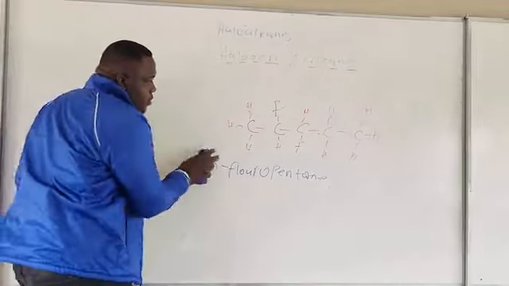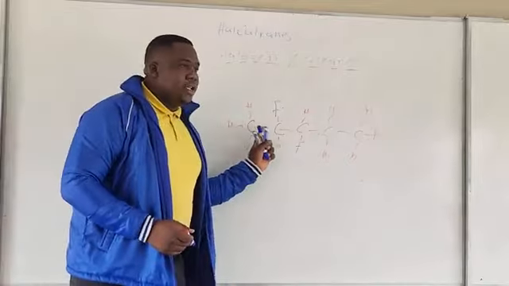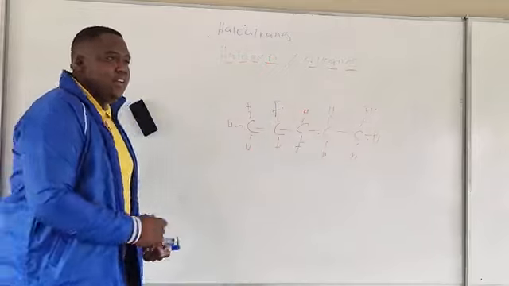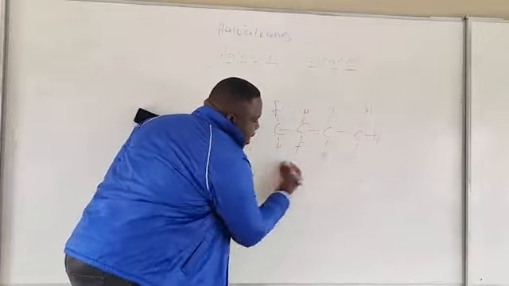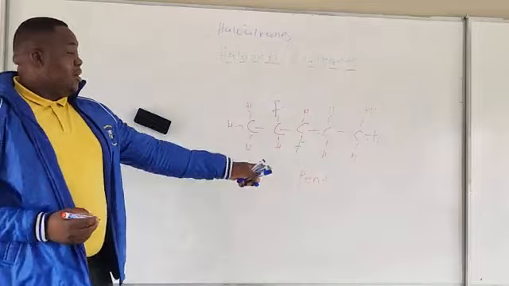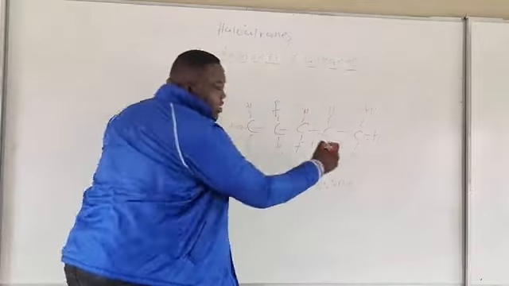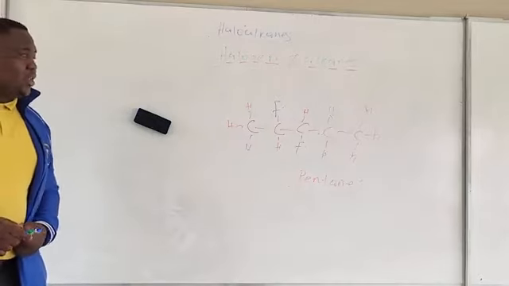So now, let us give the name of this one. It has got 2. Let's count the longest carbon chain. 1, 2, 3, 4, 5. It's 5, right? 5 is pent. So this one is pentane, right?